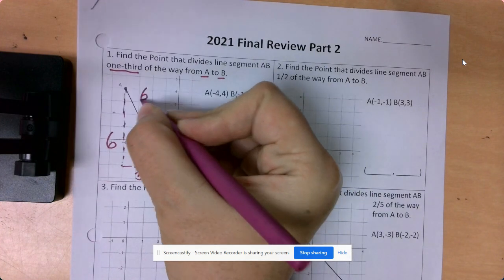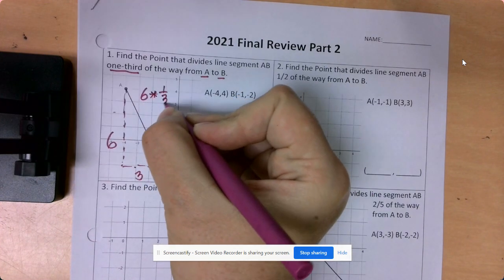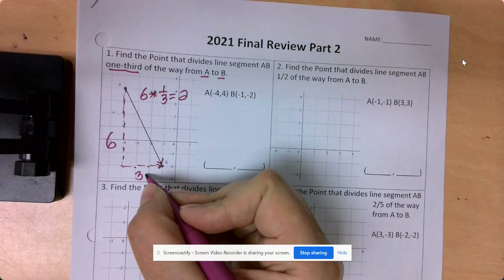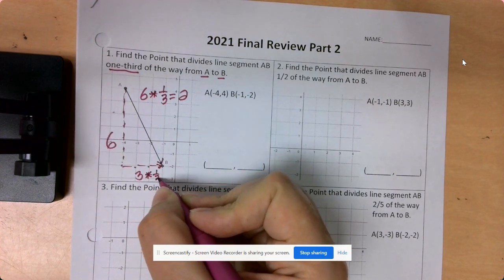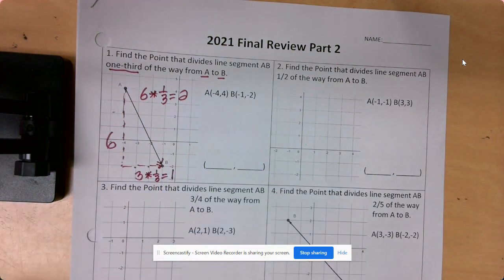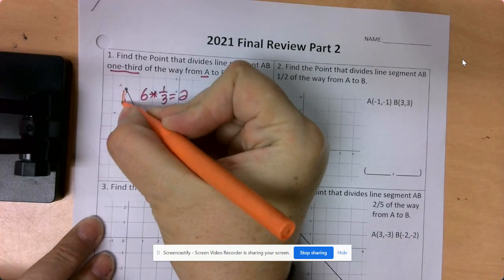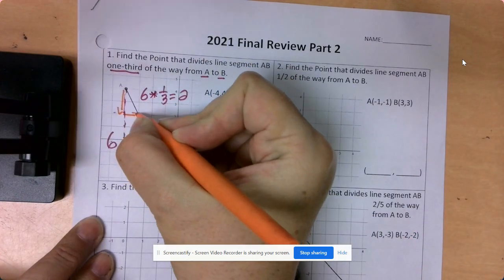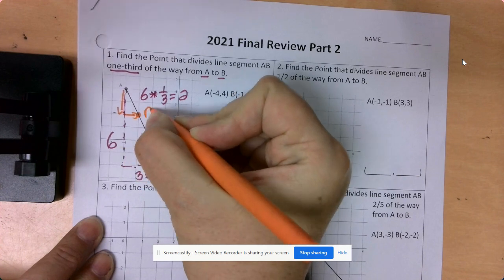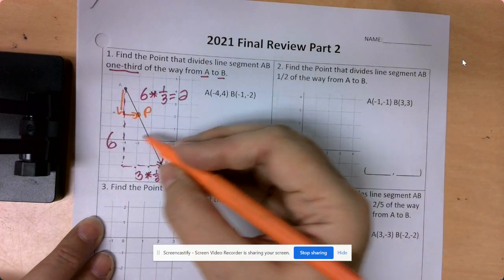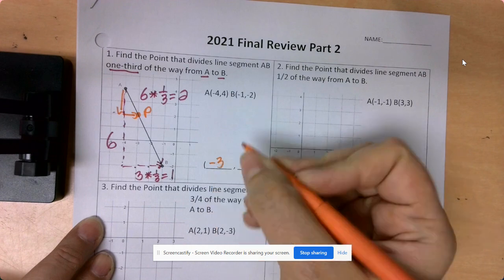6 times 1/3 is going to give me 2. 3 times 1/3 is going to give me 1. So I'm going to go down 2 over 1, and that will be my new point. So that new point would be at -3, 2.